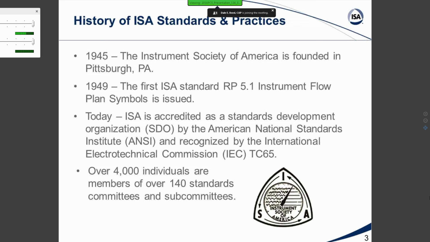So we do set global standards, and we have a lot of people from around the globe that are involved in that. Over 4,000 people. Not all ISA members. You don't even have to be an ISA member to be part of a standards committee. About 140 different committees and working groups and things like that. So there's a lot of places to be involved, and we're going to go through some of those.